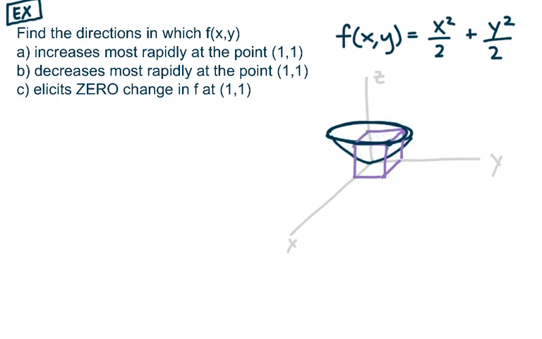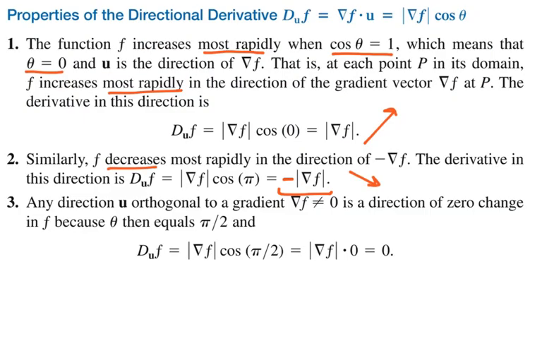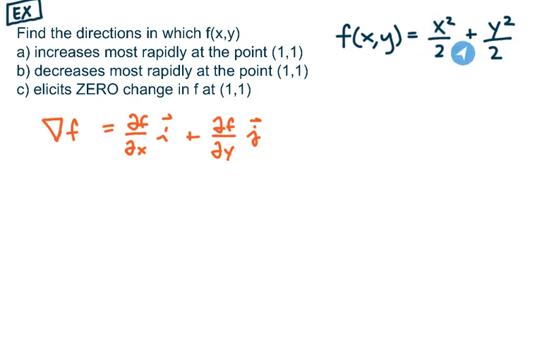So let's do our calculations, and then we will be able to visualize that maybe a little better if we can't already. Considering the definition that we presented on the previous slide, we're going to need the magnitude of the gradient of f. Recall our gradient, grad f, del f, is the partial of f with respect to x i plus the partial of f with respect to y j.